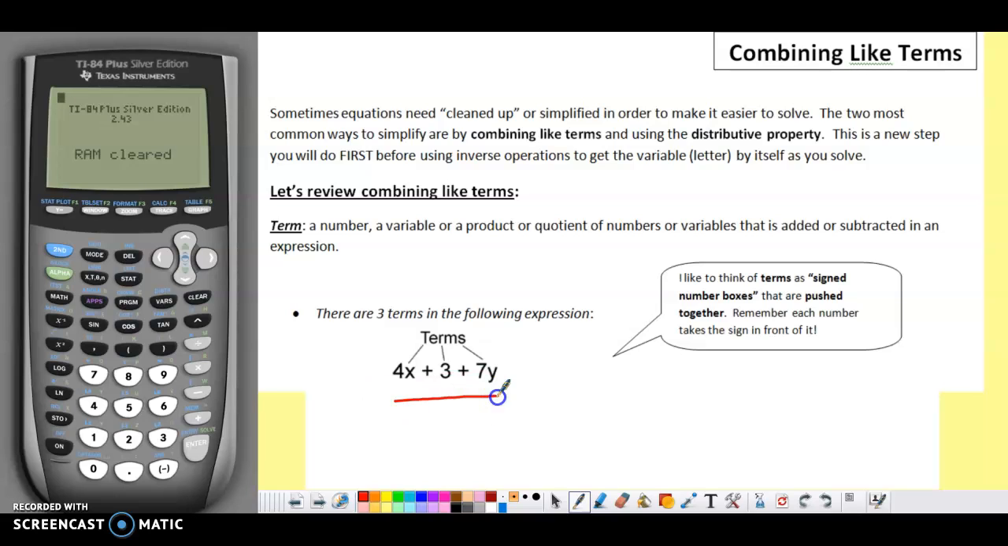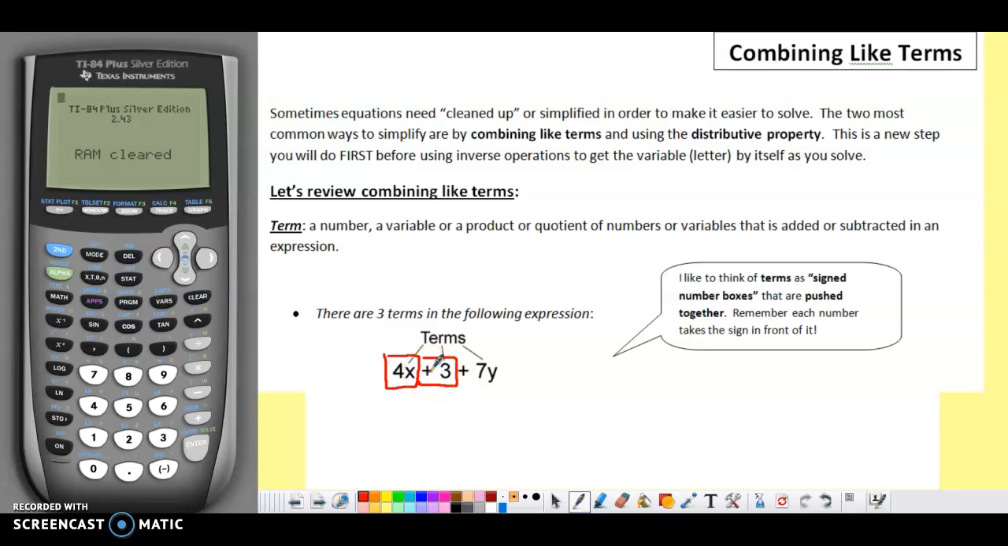So here's an example down below, 4x plus 3 plus 7y. That would be an example of an expression that has a bunch of terms. And again, I think of terms as signed boxes. We've got that first term in line in our expression, which is 4x. Then the next term in my expression is a positive 3, a plus 3. And notice how I box the sign in front of 3 because it's a positive 3.